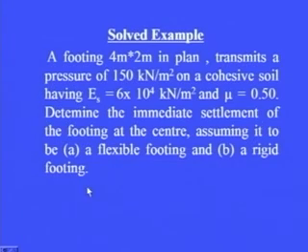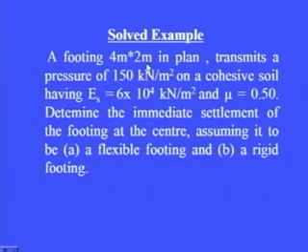Now, we will consider one solved problem which will demonstrate how to calculate the immediate settlement. A footing of 4 meter by 2 meter in plan transmits a pressure of 150 kilonewton per meter square on a cohesive soil having modulus of elasticity of the soil Es as 6 × 10^4 kilonewton per meter square and mu equal to 0.5. Determine the immediate settlement of the footing at the center, assuming it to be a flexible footing and then a rigid footing.